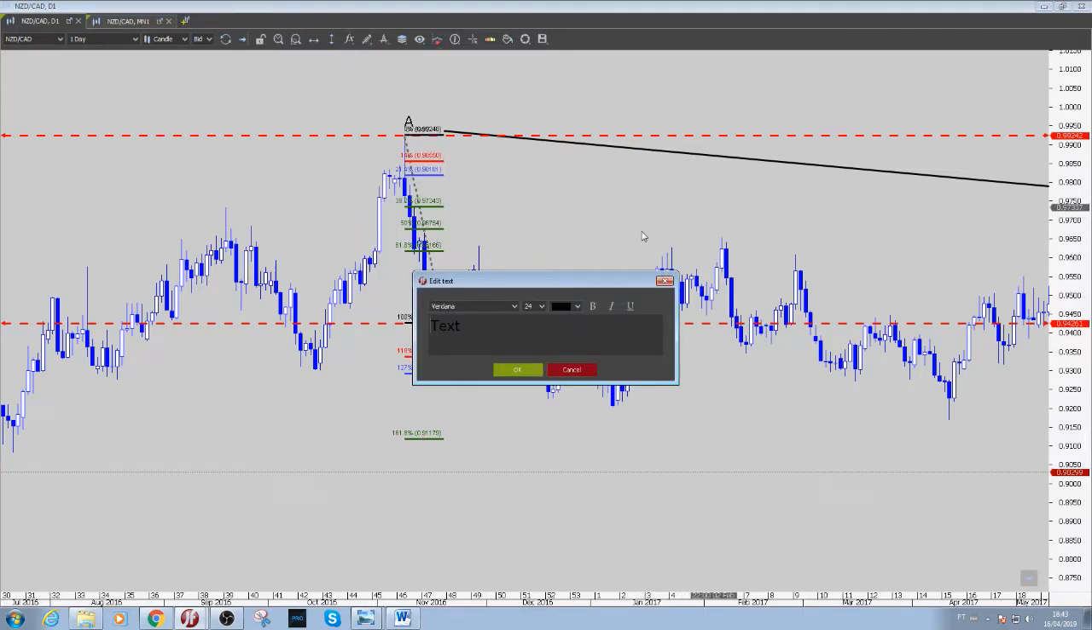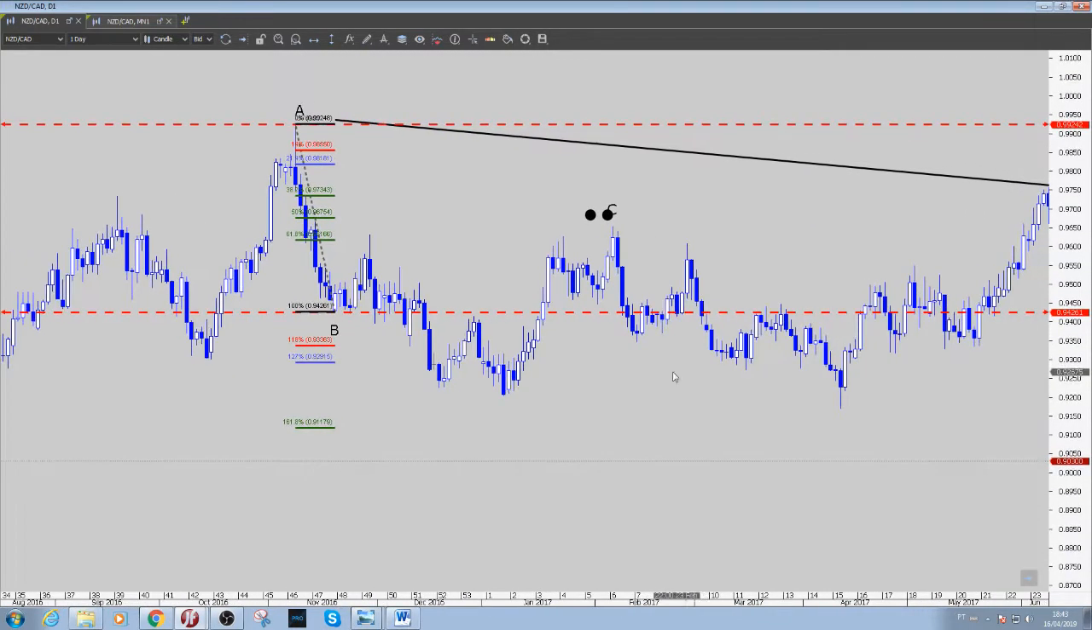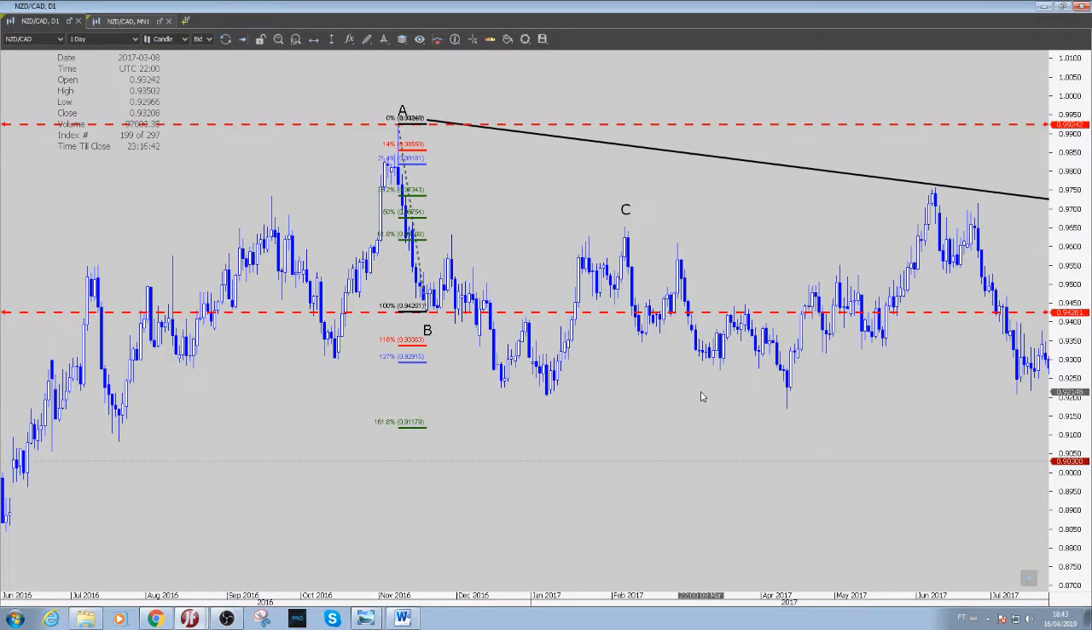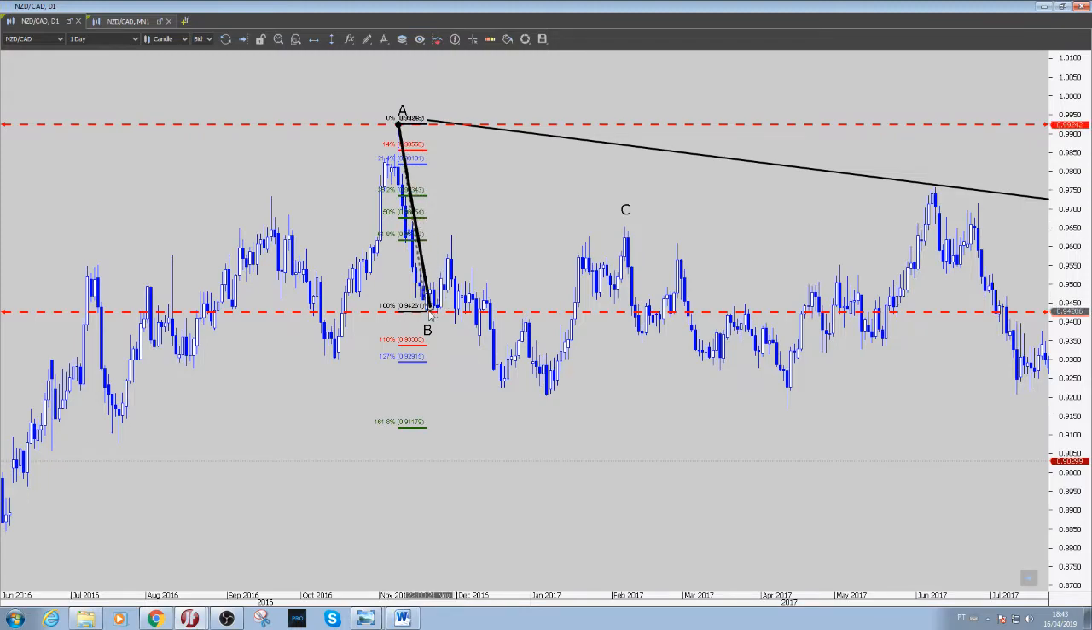C is the highest point inside the AB boundary before the market hits the appropriate D extension. So if A to B is this one, and B to C is this one, no, it's not. So this is the highest high, and green goes to green.